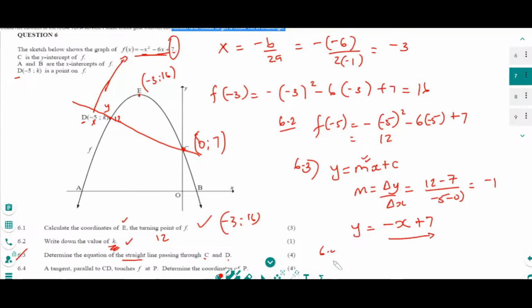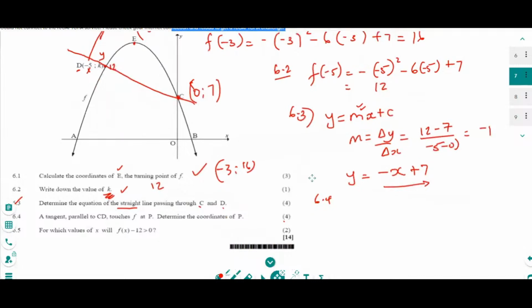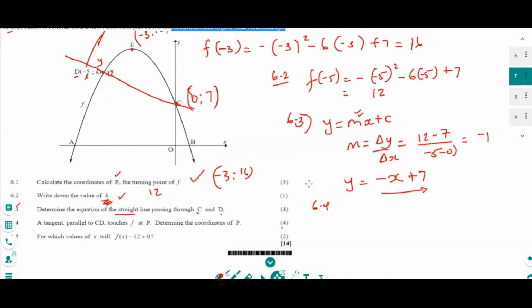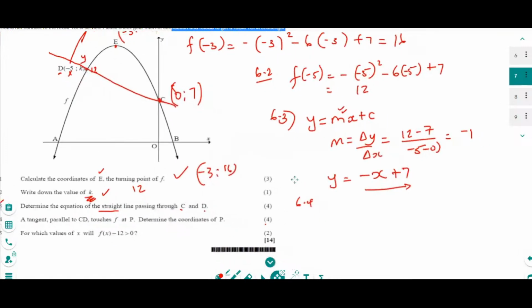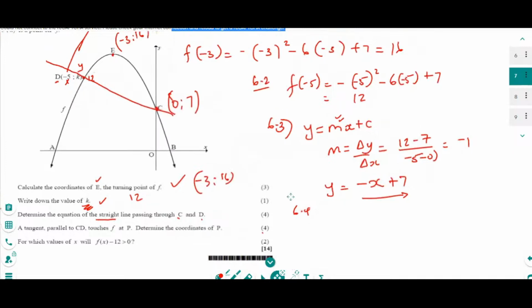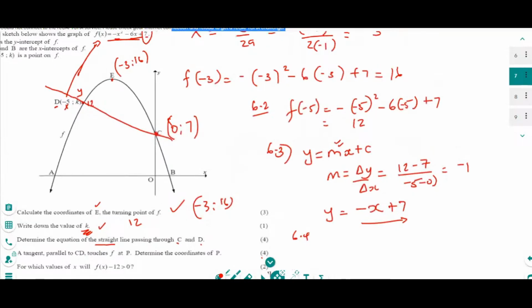And then 6.4. They're asking us, there's a tangent that is parallel to CD but touches f at P. Determine the coordinates of P. So there's an imaginary line that must touch this graph at one point. I don't know, it could be somewhere there, but not through the turning point. But these lines must not be touching at all. It could be in whichever format.